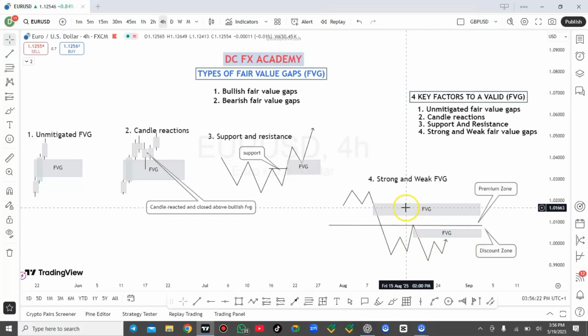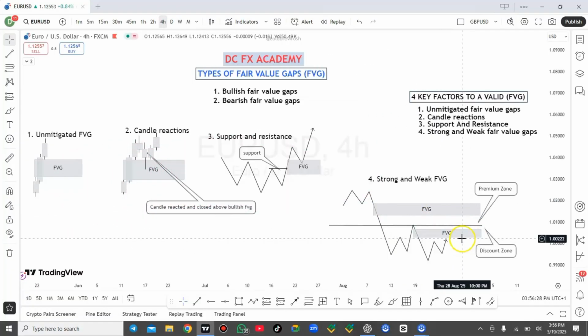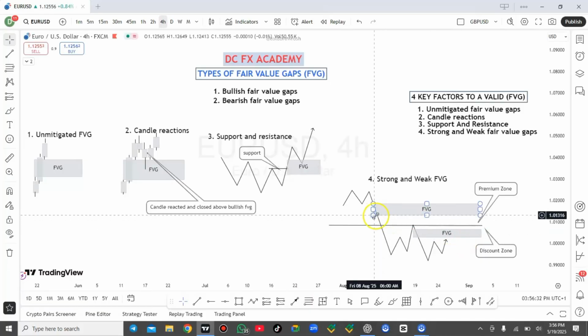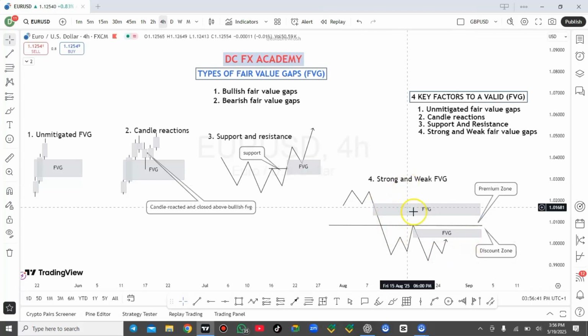So now in this zone, we have a fair value gap here, and we have one here. Newbies are going to take this one, because this is the closest. But trust me guys, this market will break this fair value gap and hit this premium fair value gap and then drop by. Now I'll be doing more videos covering much more about this fair value gap.